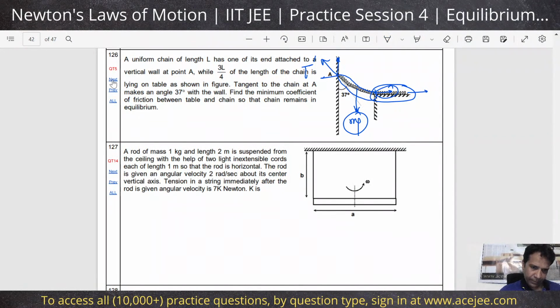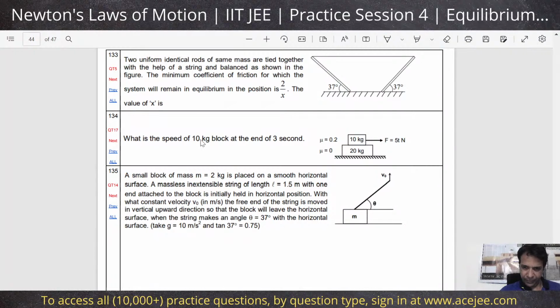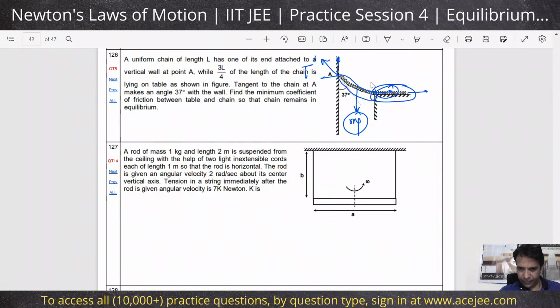Sir, I didn't understand the tension part. Tension is not the same. Yes, sir, I can understand the tension is not the same, but I don't understand how to calculate the tension on the other side.